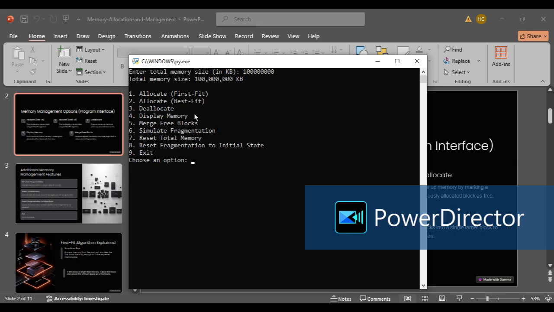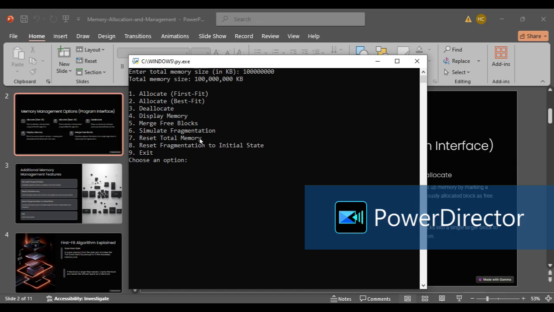And then display memory. This prints the current state of the memory, showing both allocated and free blocks with their sizes. And then merge free blocks. This combines adjacent free blocks into a single larger block to reduce external fragmentation. And then we have simulate fragmentation. What this does is that it artificially fragments memory to simulate real-world scenarios.